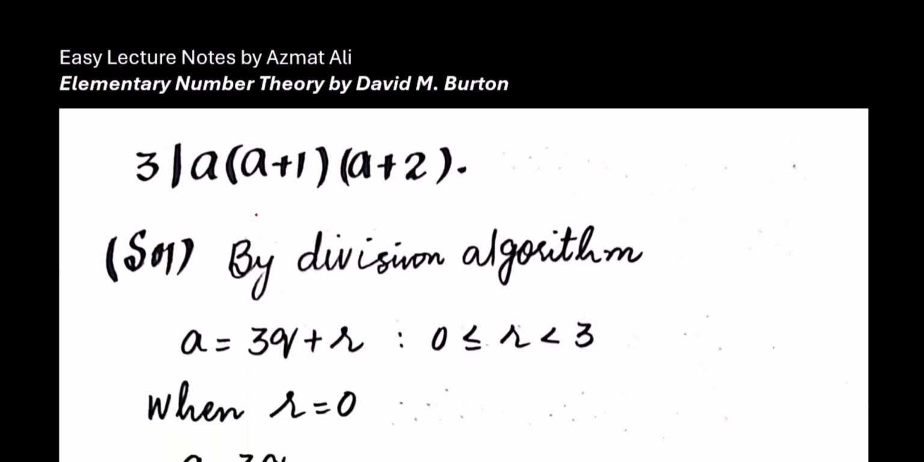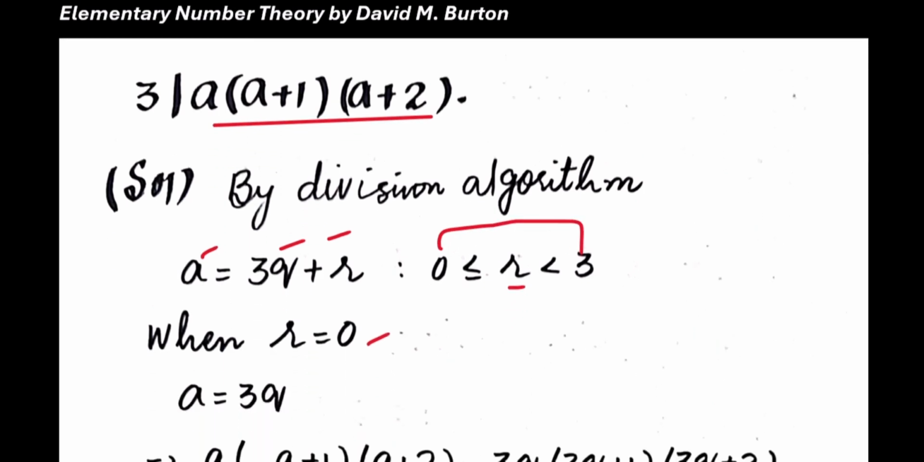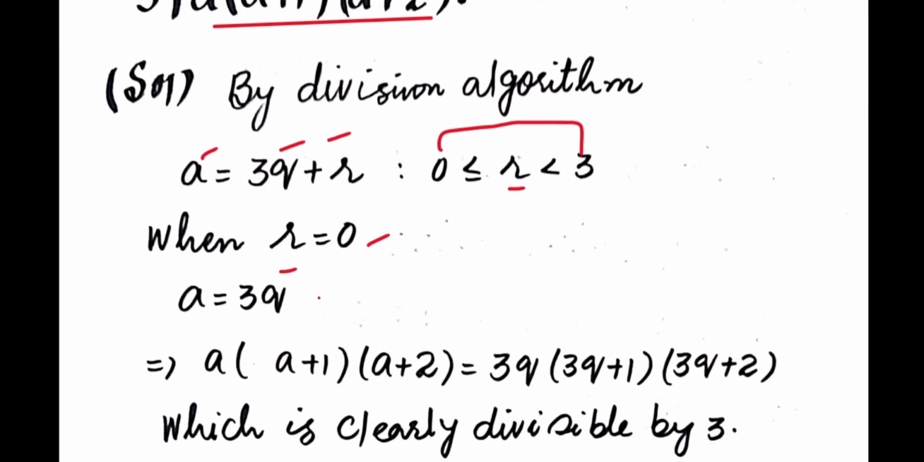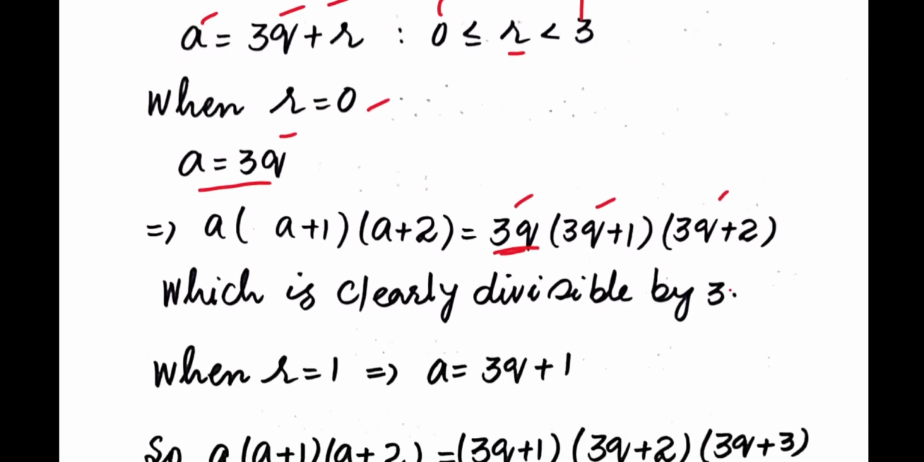In the next part, we have to show that 3 divides the product of these 3 consecutive integers. Again, by using division algorithm, we can write a is equal to 3q plus r, where your remainder r lies between 0 and 3. So when r is equal to 0, a is equal to 3q. Substituting this value of a is equal to 3q in this product, we have 3q into 3q plus 1 into 3q plus 2. Clearly this is a multiple of 3, so this product is divisible by 3.